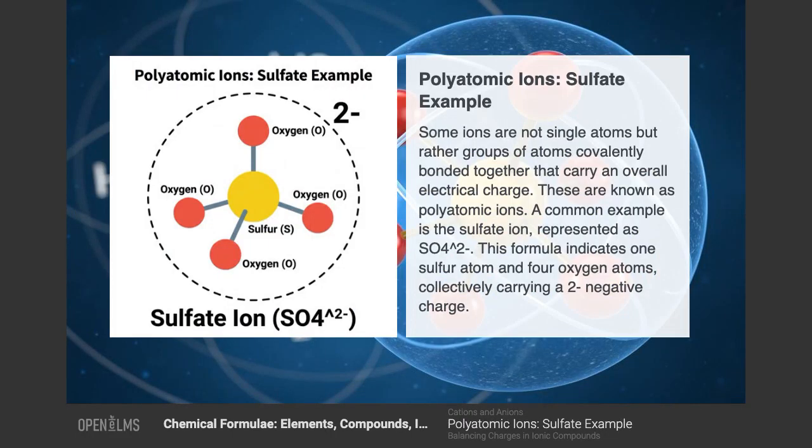Polyatomic ions, sulfate example. Some ions are not single atoms, but rather groups of atoms covalently bonded together that carry an overall electrical charge. These are known as polyatomic ions. A common example is the sulfate ion, represented as SO4 2-. This formula indicates 1 sulfur atom and 4 oxygen atoms, collectively carrying a 2 negative charge.